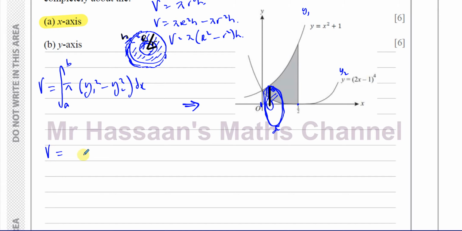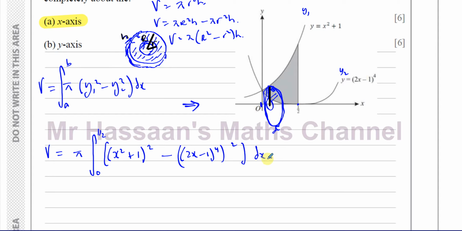So in this case, I'm going to write the pi on the outside. My limits are between 0 and a half, and I have my first equation, which is x squared plus 1, and that's going to be squared, minus the second equation, which is (2x minus 1) to the power 4, but that has to all be squared, and that's all integrated with respect to x. So that's pi times the integral of y1 squared minus y2 squared dx. That will tell me the volume of the shaded region when it revolves around the x-axis.